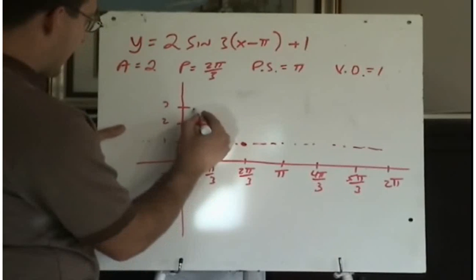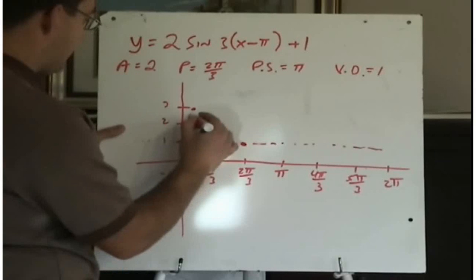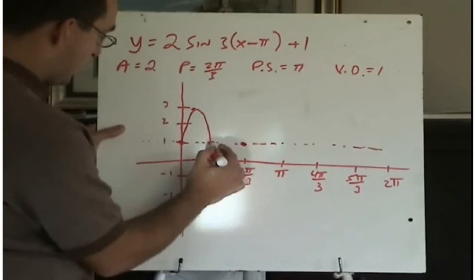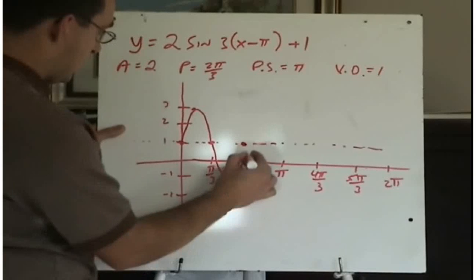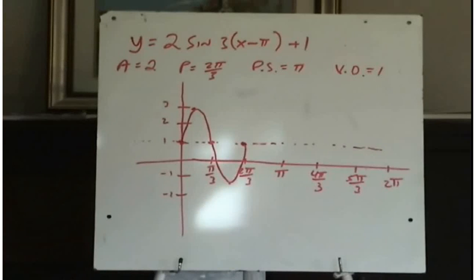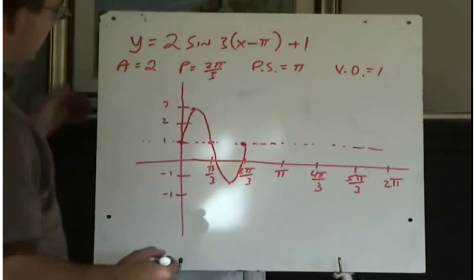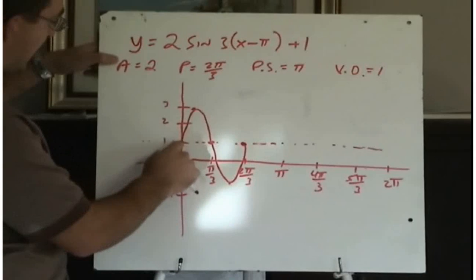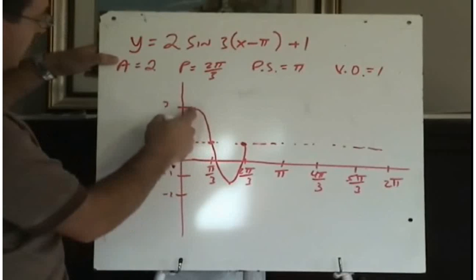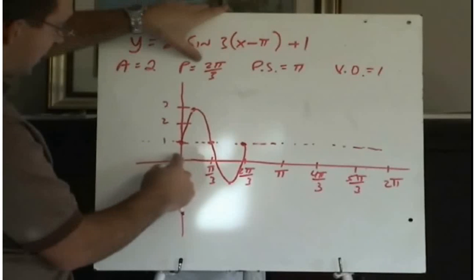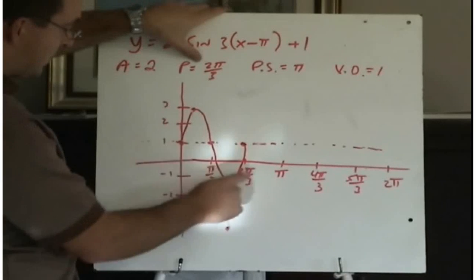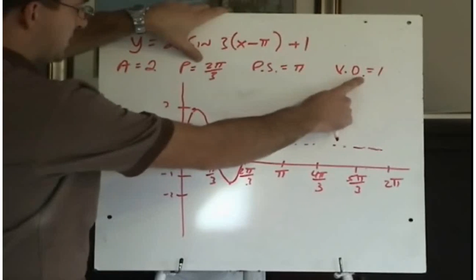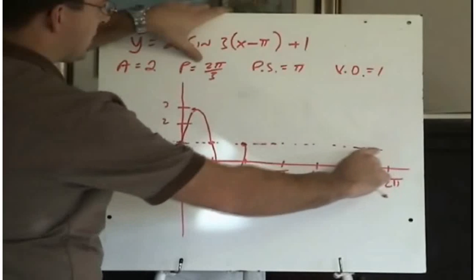Well, if I've got to have an amplitude of 2, then I better be going up 2, down 2, and back up to the y equals 1 line. So I now have a sine graph. This looks like a sine graph. It has an amplitude of 2. The distance from here to here is 2. It has a period of 2 pi over 3. You can see that. Its period is 2 pi over 3. It has a vertical displacement of 1, meaning it's centered at the line y equals 1.